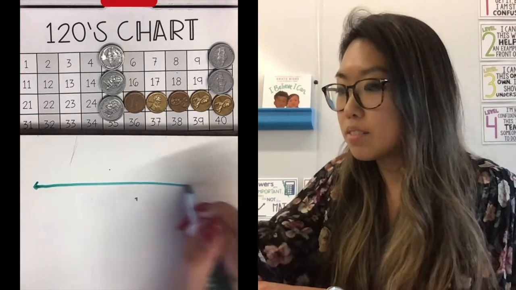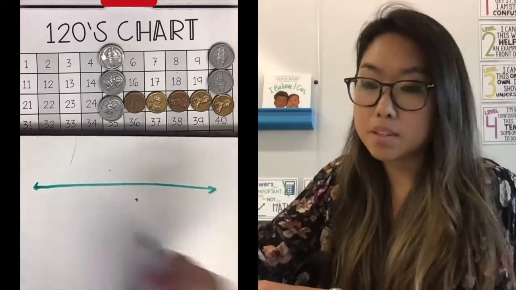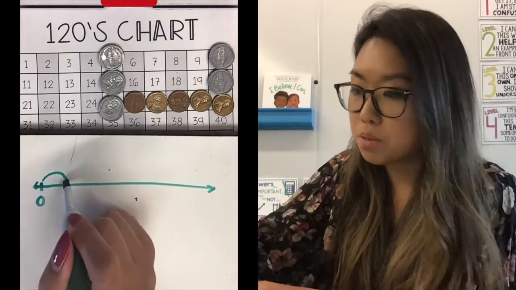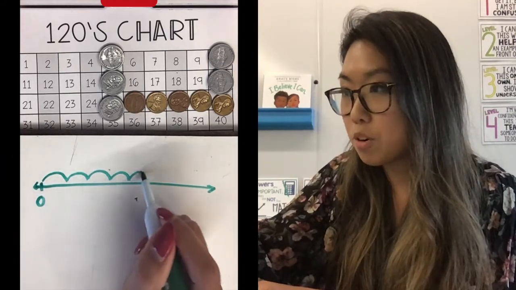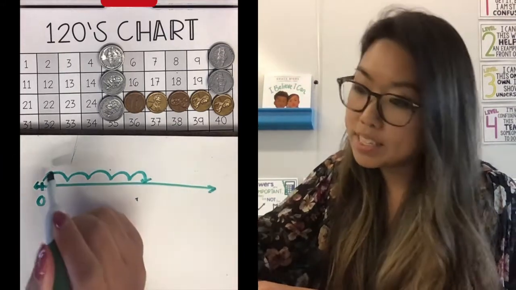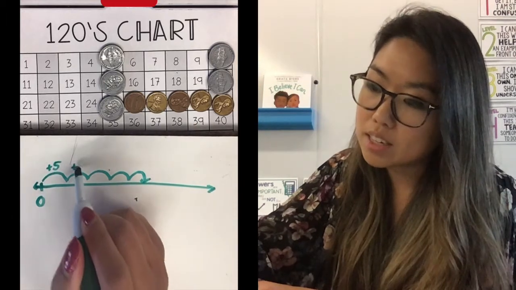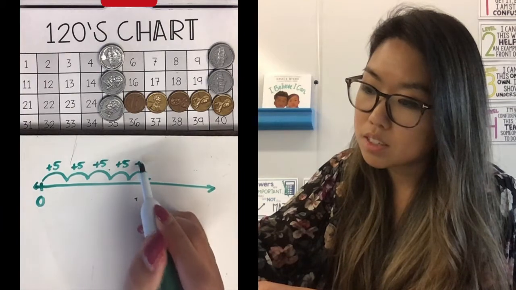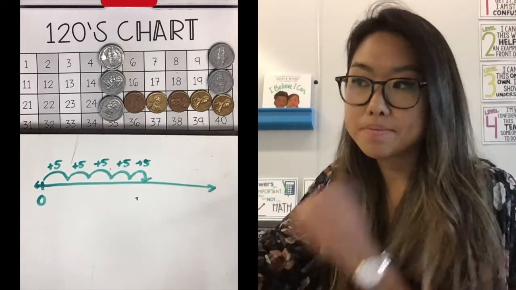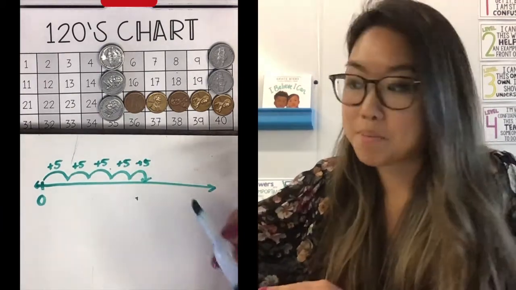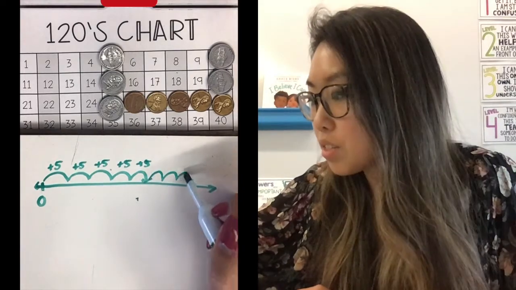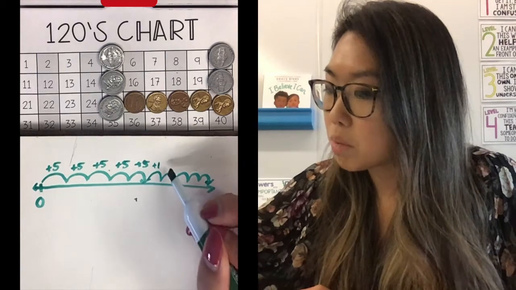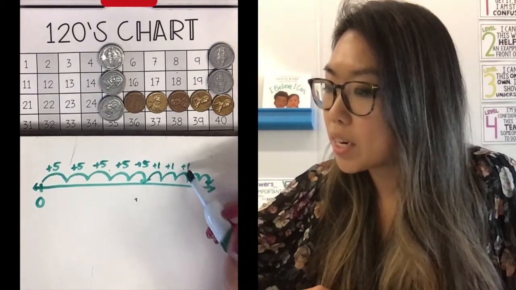I know I can draw my number line and I can start with 0. So I have 5 nickels. 1, 2, 3, 4, 5. Each one of these is a nickel, and a nickel is worth 5 cents. So I can label my nickels as my jumps. I know I also have 5 pennies, so I can skip count 1, 2, 3, 4, 5. And each one of those jumps is 1 penny, and 1 penny is 1 cent.